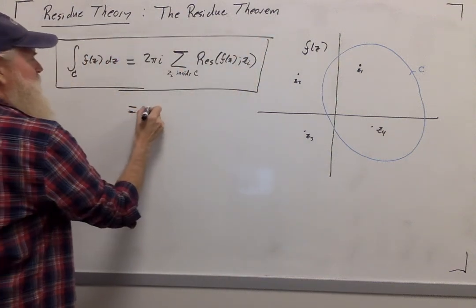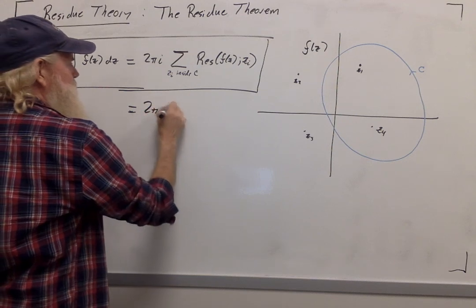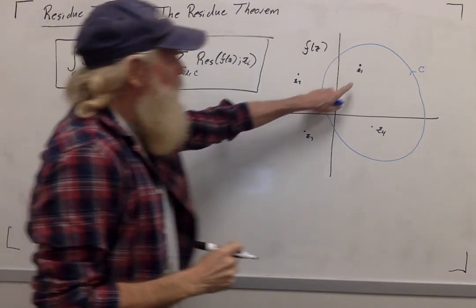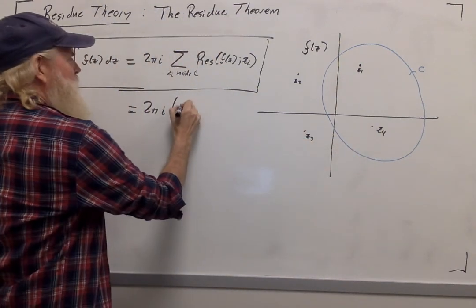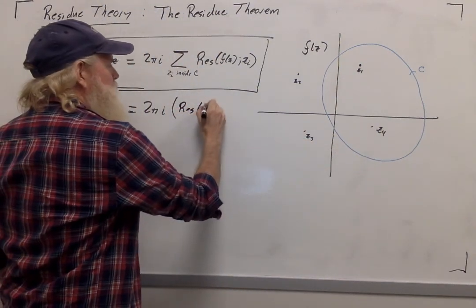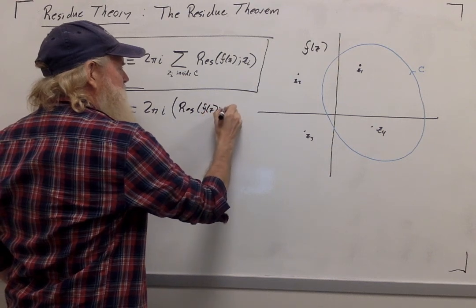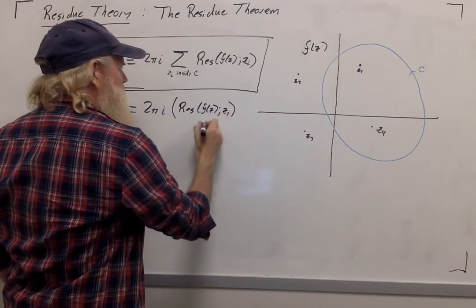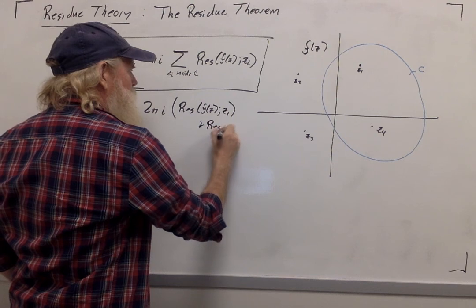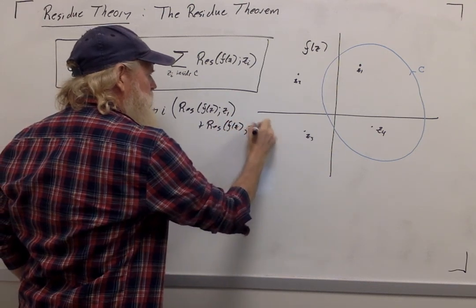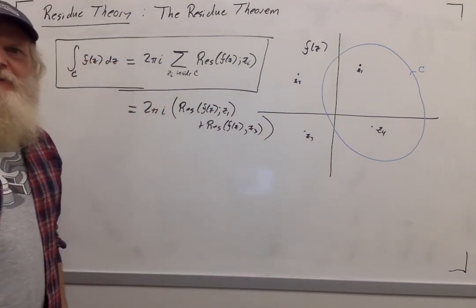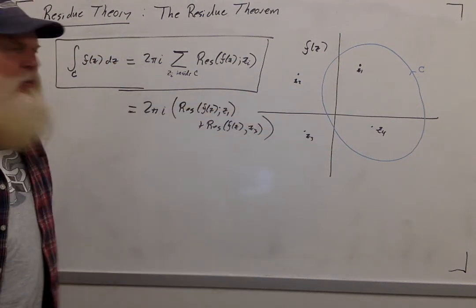Now in this particular example, since poles z1 and z4 are inside the curve, I would calculate the residue at z1 and add the residue at z3 and ignore the 2 points that were outside the curve.